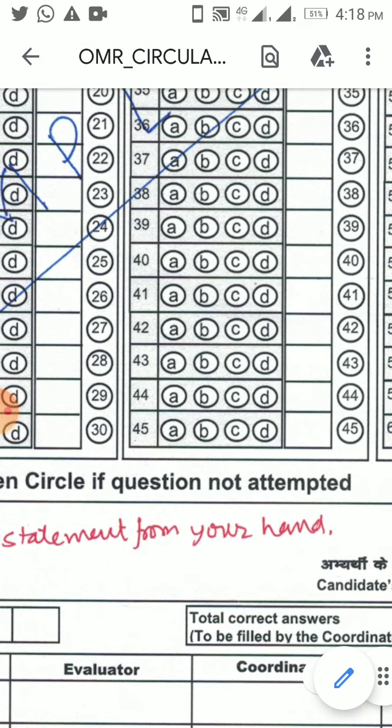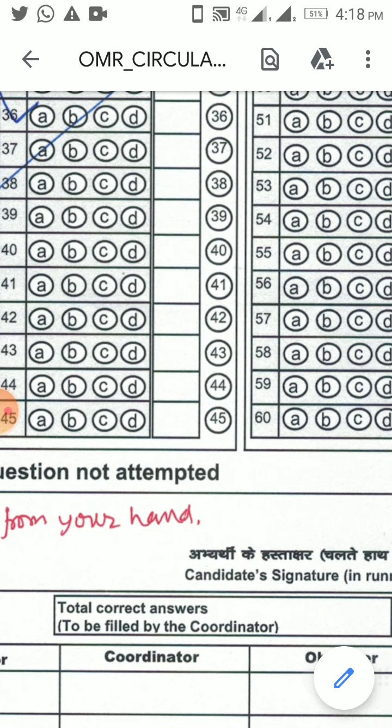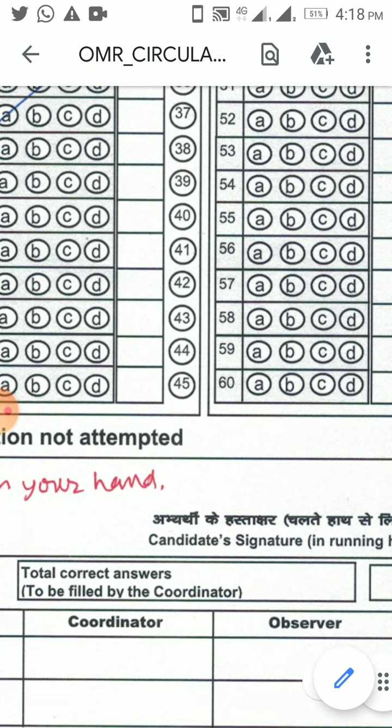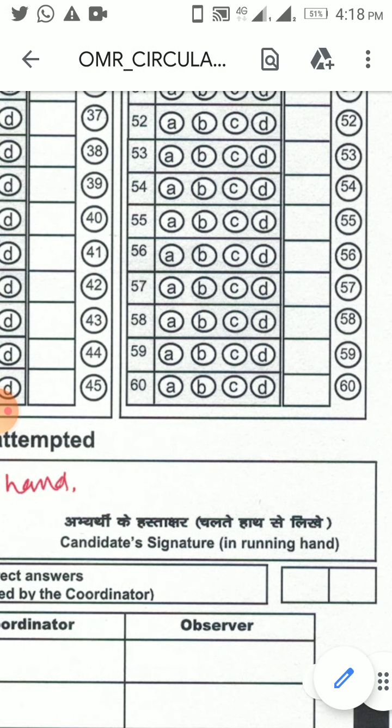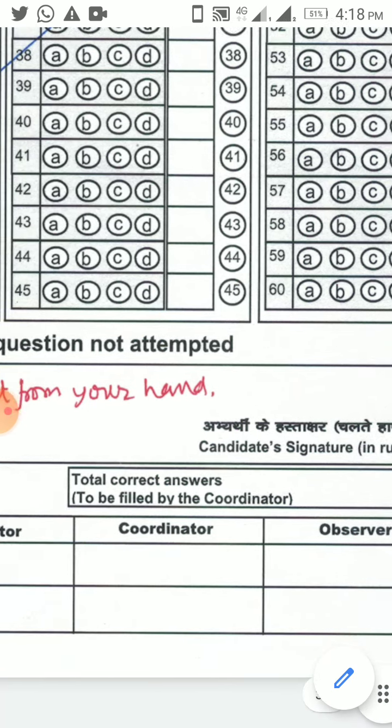Then after writing this, you have to write in your handwritten running letters only. Then after that, candidate signature, this is also in running hand. Some students write the signature in capital letters, they write their exact name. So you should not do like that. You have to put a signature as a signature, in running letters. Okay, so this is all the information.